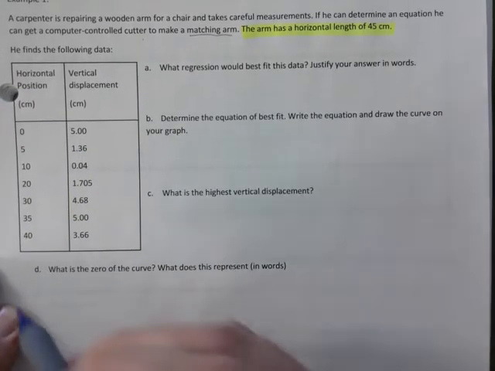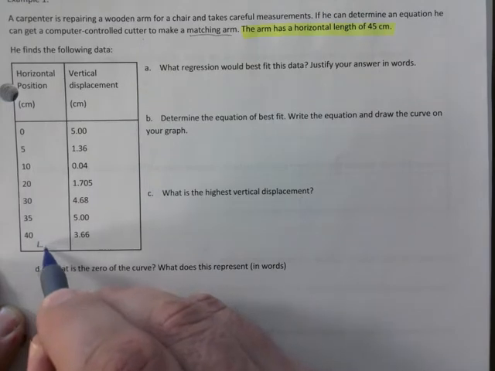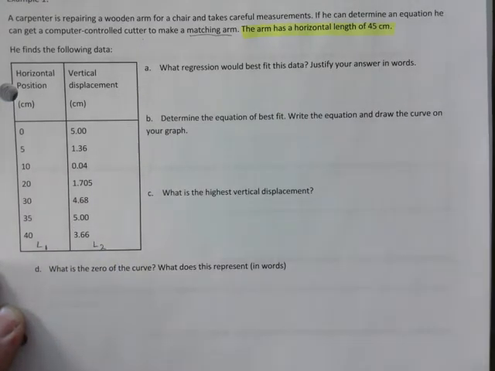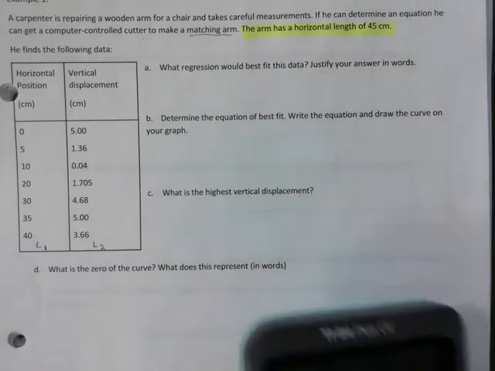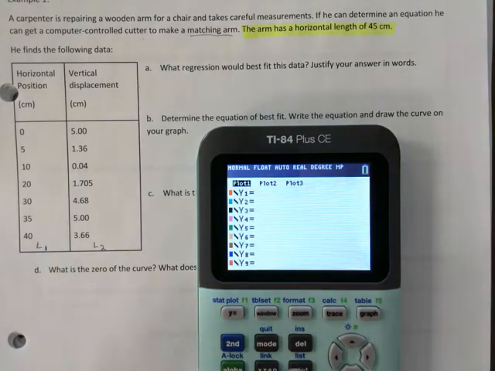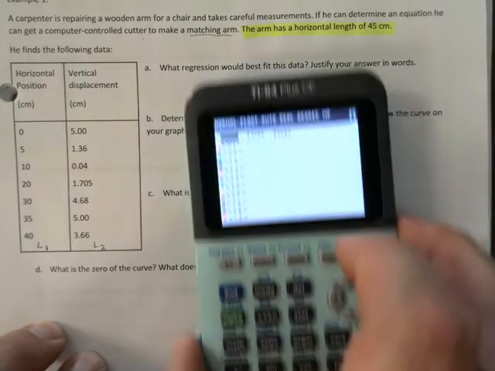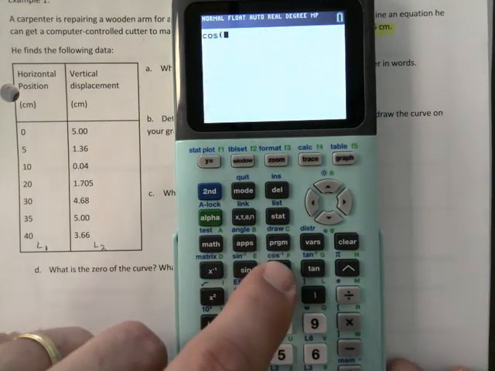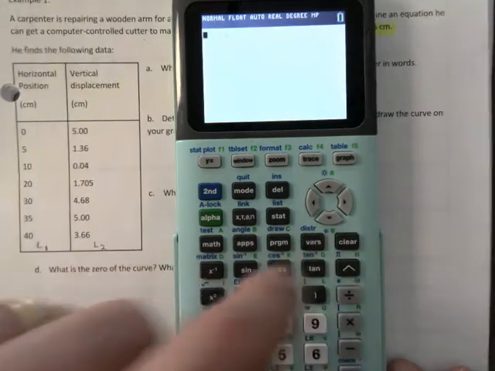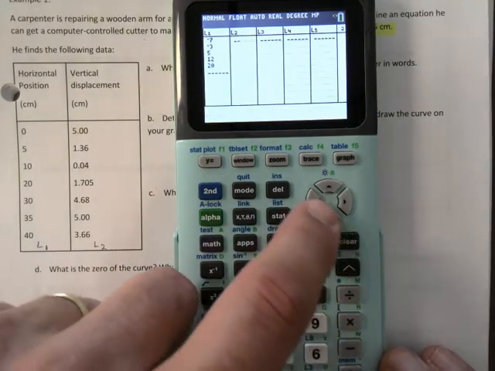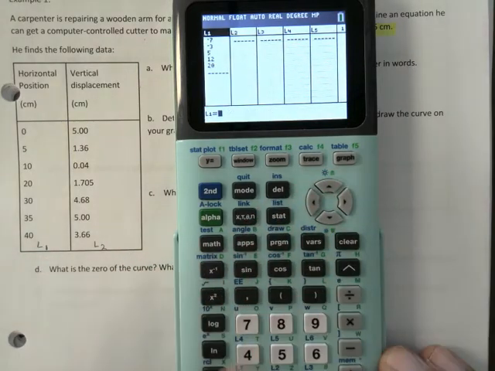You should right away know that, hey, I'm going to type this into L1. I'm going to type this into L2. And so let's go ahead and do that. We don't know what kind of regression we're going to use. You don't know that. So let's go ahead and do this. So you press stat, not cosine, sorry. Come on, stat, edit. Go to the top, hit clear, enter. Top, clear, enter, like that.